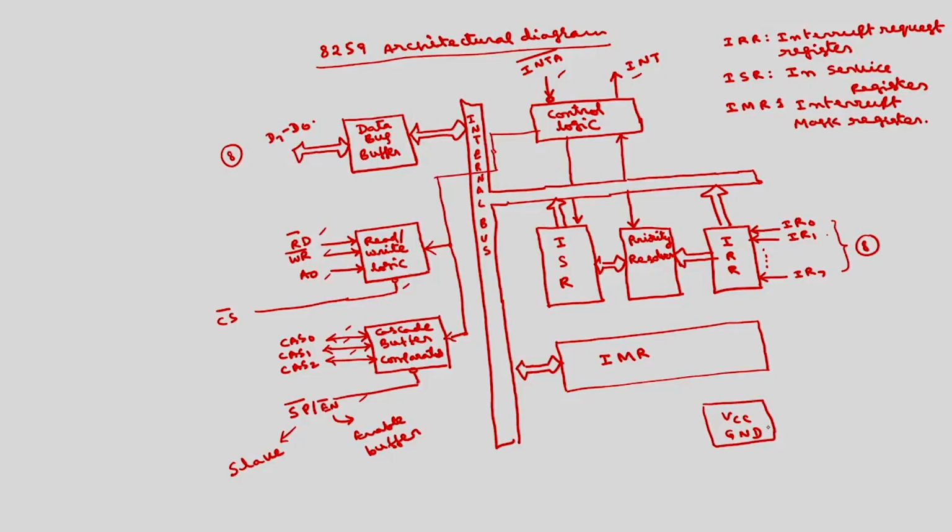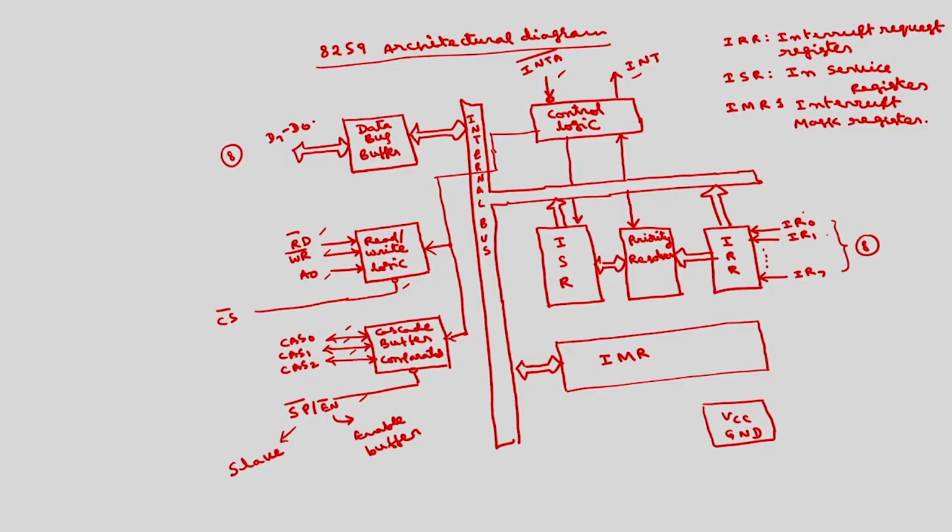So, if you come to the functions of the different signals, whenever an IO device is connected to one of the interrupt lines of this IRR register, this will be connected to one IO device, this to another, and this to another. So, at a time 8 IO devices can be connected through these lines. So, what this IRR will do is, whenever a request comes, it will store it and give this the highest priority.